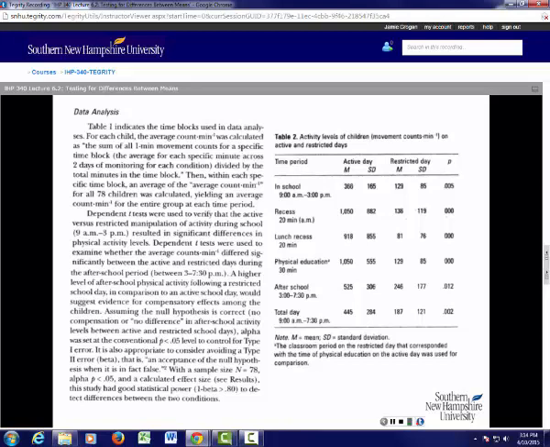So on the restricted day they weren't allowed to do anything, and they left school very lethargic, and they didn't do anything after school either. There was a significant difference in movement counts. Very interesting.